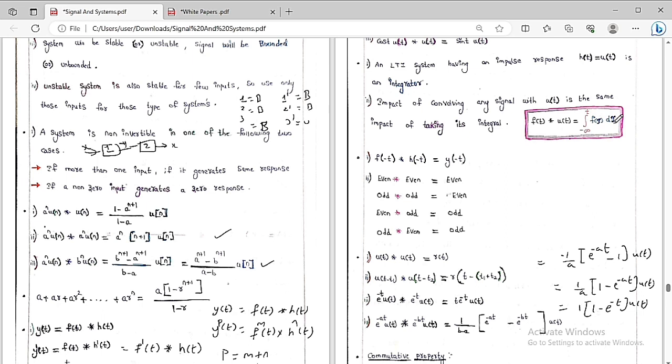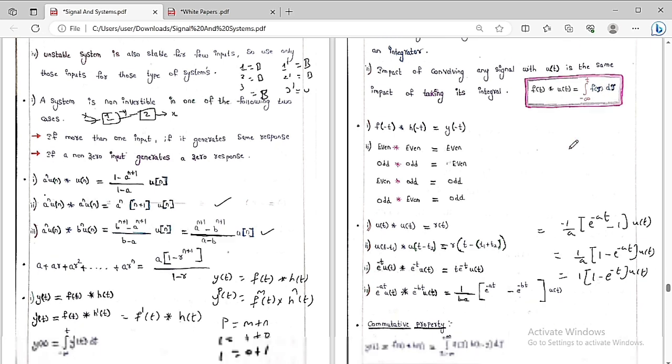Therefore we can say f of t convolution u of t is equal to the integral from tau equals minus infinity to t of f of tau d tau. So whenever you convolve f of t with u of t, it is simply the integration of the f of t signal only: the integral from tau equals minus infinity to t of f of tau d tau.